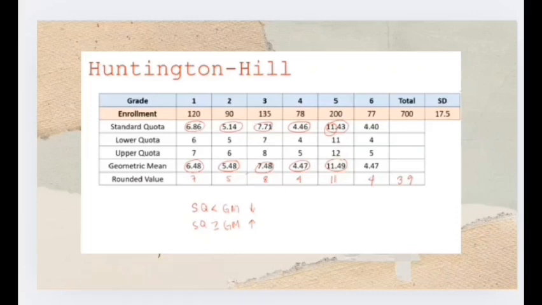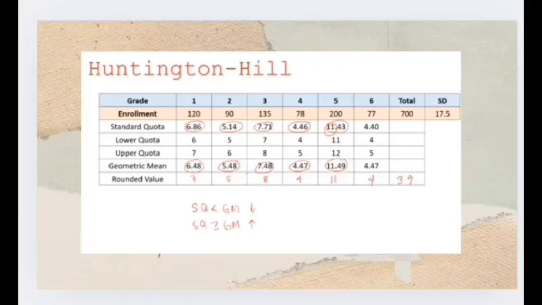So, geometric mean naman. Okay, so paano natin nakuha yung geometric mean na 6.48? Okay, so ito yung geometric mean. Paano natin nakuha? Is getting 6, yung square root ng 6 times 7 equals to 6.48. So, yan. Yung 5, lower quota naman at saka upper quota, okay? Yung square root ng 5 times 6, okay, so 5.48. So, yun yung geometric mean, okay? So, yan. May rounded value, okay?